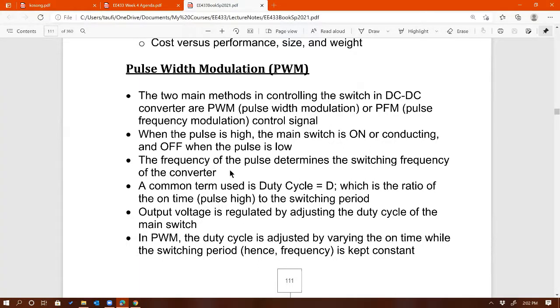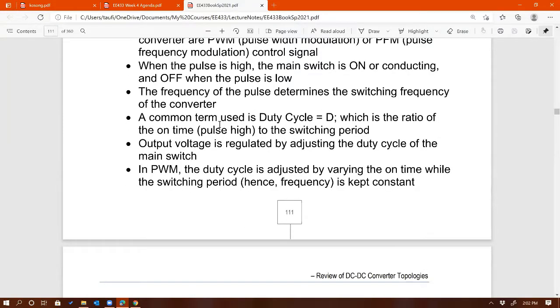And then the frequency of this pulse. We are sending a pulse signal into this switch, such as a MOSFET. So we send this series of pulses, and the frequency of this pulse that we are sending into the switch constitutes the switching frequency of the converter. So if the pulse that we are using to control the switch happens to have a frequency of 100 kilohertz, that means the converter is operating at 100 kilohertz switching frequency.